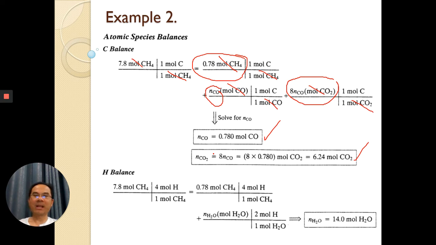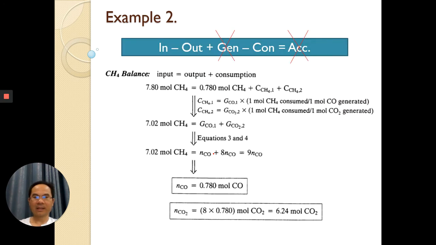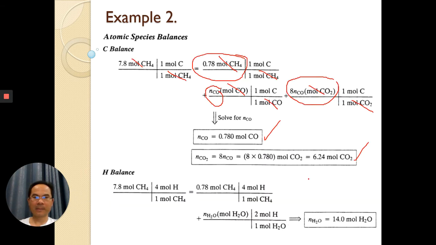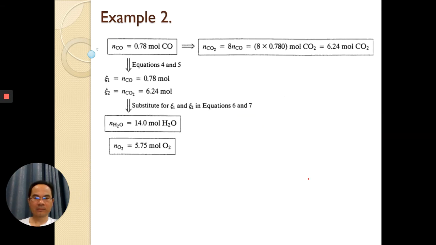The next step, you balance based on hydrogen. From the flow chart, the hydrogen feed is only in methane. That's only one term in the feed. And output, hydrogen is in methane and in water. There are 2 terms of hydrogen output. 1 term in methane input, and 2 terms output in methane and water. And then you can solve for that.